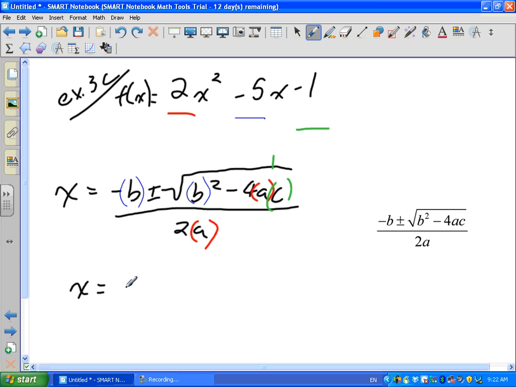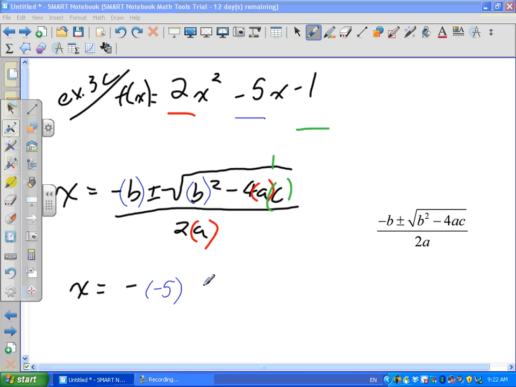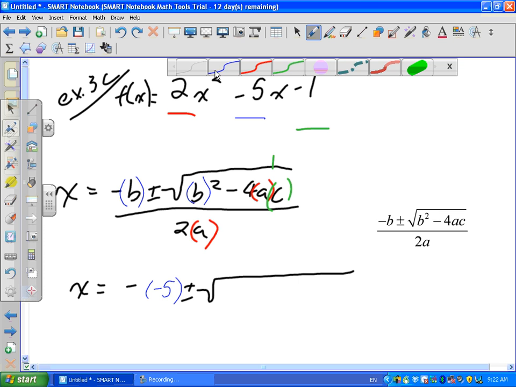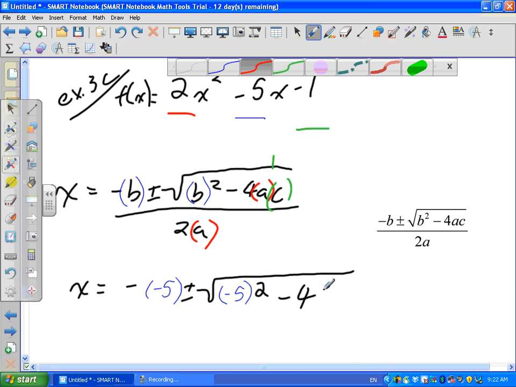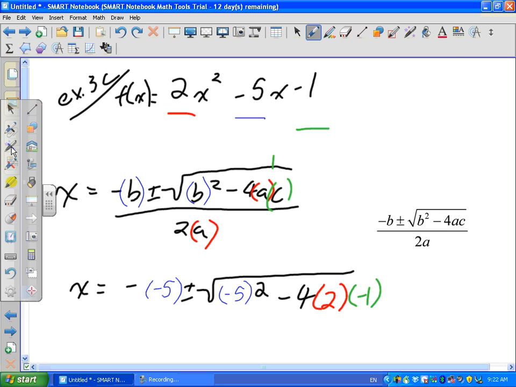x is equal to negative, this will be negative 5. You want me to do it in blue? I'll keep the colors the same. Plus or minus the root of, once again, negative 5 squared, whoops, did the wrong one there, squared, the other one's going to disappear, minus 4, A is 2, and C is negative 1. And this is all going to be above 2 times 2.